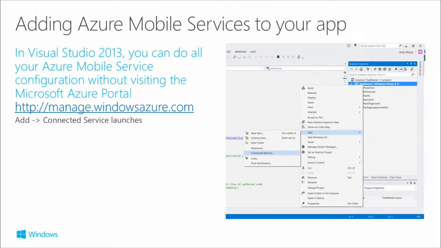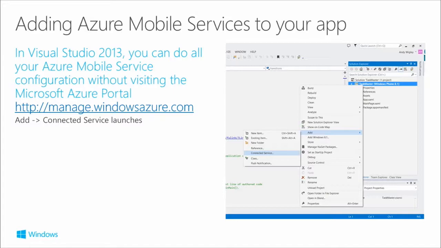So there are great tools in Visual Studio 2013, which you can use to create the Azure Mobile Service. Now, you can go to the Microsoft Azure portal, which is at manage.windowsazure.com. You need to sign up for a Windows Azure subscription, and you can create all your services in there, obviously. You can do all the stuff you like in the Azure portal.